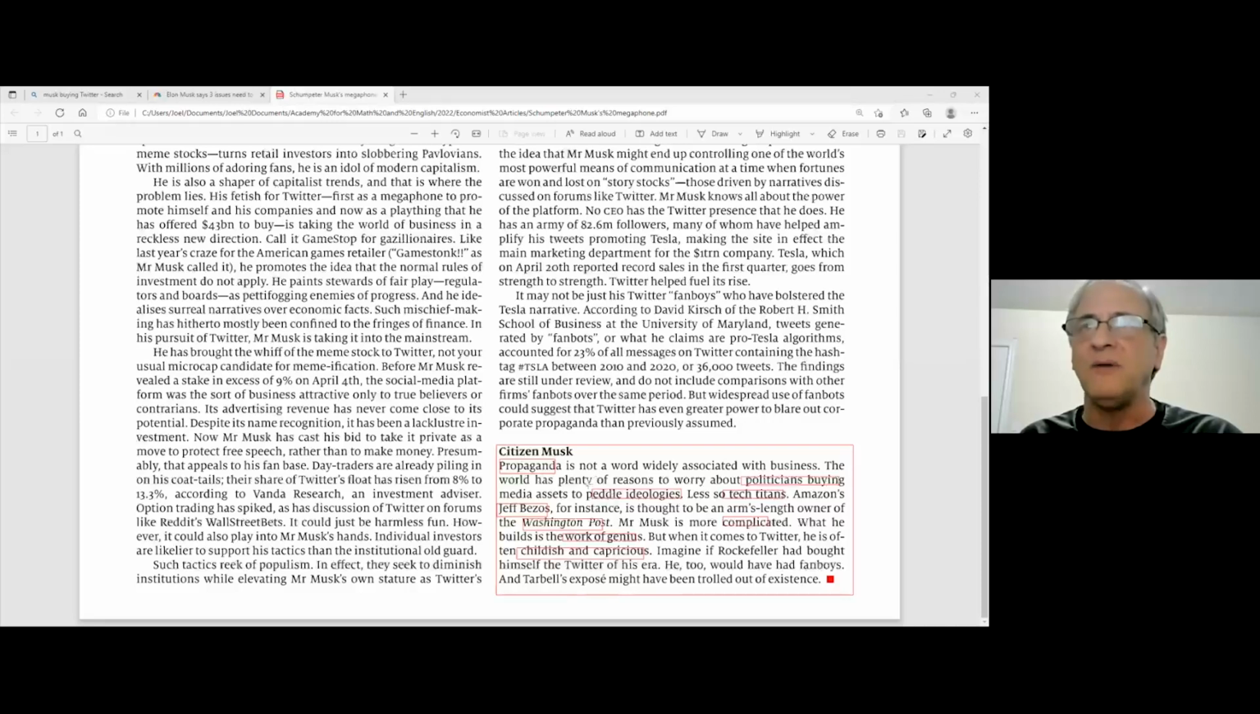So usually we don't think of companies using propaganda to peddle their ideologies. We don't think of tech titans, like a big tech company, to use this kind of media, but he does. And Jeff Bezos, who owns Amazon, he owns part of the Washington Post. So he can talk about his company in the Washington Post. Mr. Musk, of course, is more complicated. But what's interesting about Mr. Musk, he's the work of genius. When it comes to Tesla, he's like a genius. He built this amazing company. But when it comes to Twitter, he's childish and capricious. He's like a child, and he's capricious. He's like sneaky, very, very sneaky and childish. And you know, the author's saying, imagine if Rockefeller had been like that, the world would have been very different.